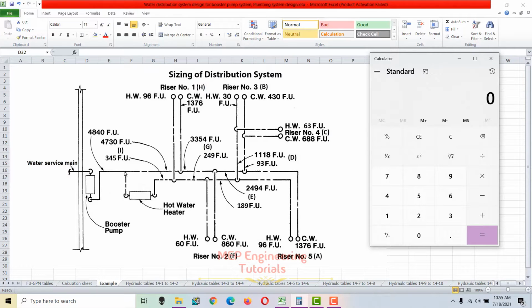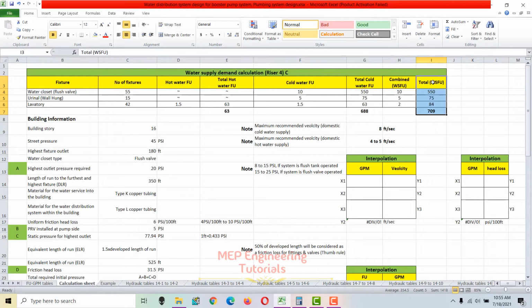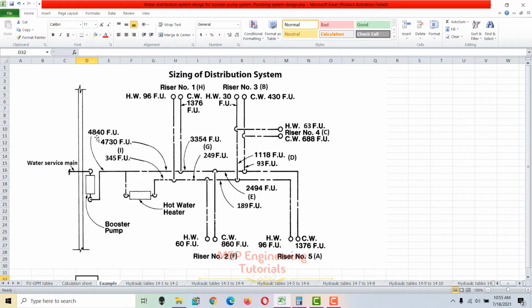But as I told you, from this point you have to calculate the pipe sizes and GPM demand based on the total water supply fixture unit. Just like we calculate for riser 4, you have to calculate for riser 3, 2, 1 and then sum up, and it will be 4840 fixture units.